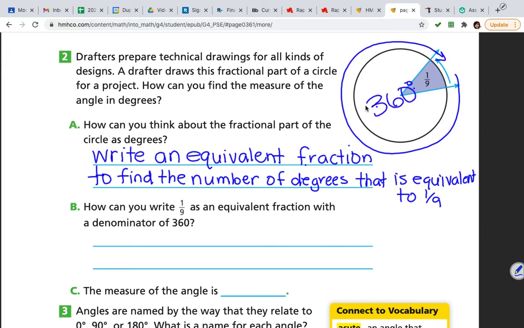360 degrees. And if we had 9 pieces, we're really saying 360 divided by 9. Or we could say 9 times what number equals 360. So we want to find the number multiplied by 9. How can you write 1/9 as an equivalent fraction? Find the number multiplied by 9 that equals 360.